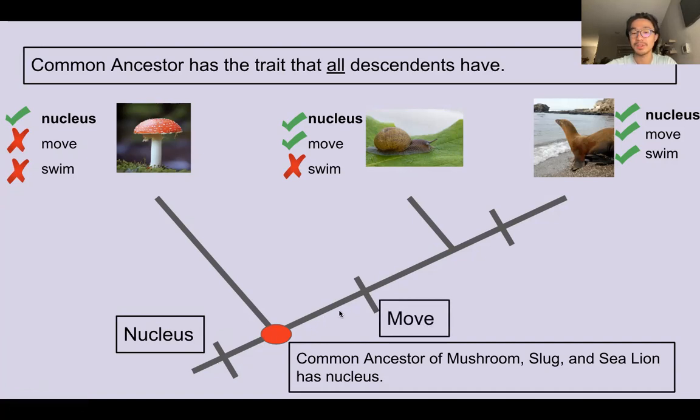And then the common ancestor of the slug and the sea lion can move because we know both the sea lion and the slug can move. So the common ancestor has that ability. And then only the common ancestor of the, well, actually that's not even a common ancestor at all. Only this last descendant, the sea lion, can swim. All right, so we can actually see if you go back here to the common ancestor of the slug and the sea lion, it can't swim because swimming hasn't evolved yet. It evolved down here or up here.